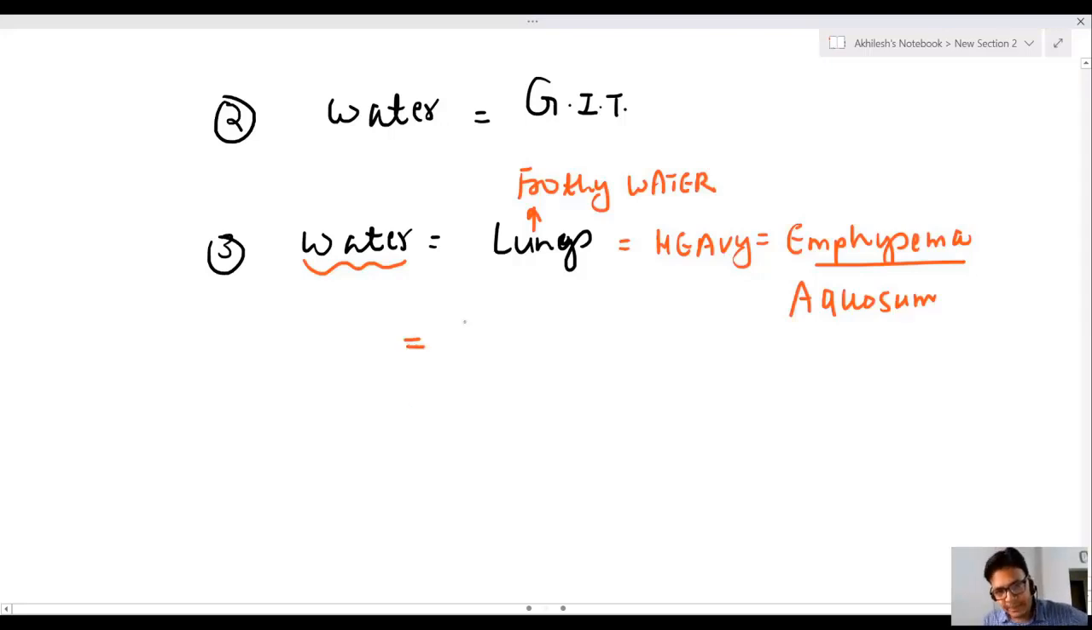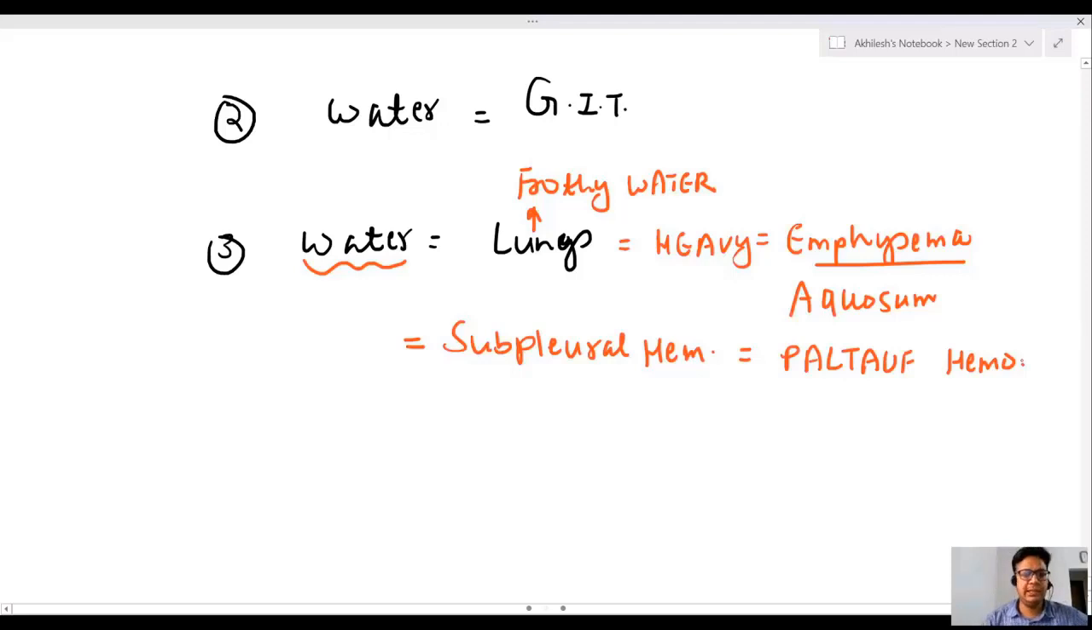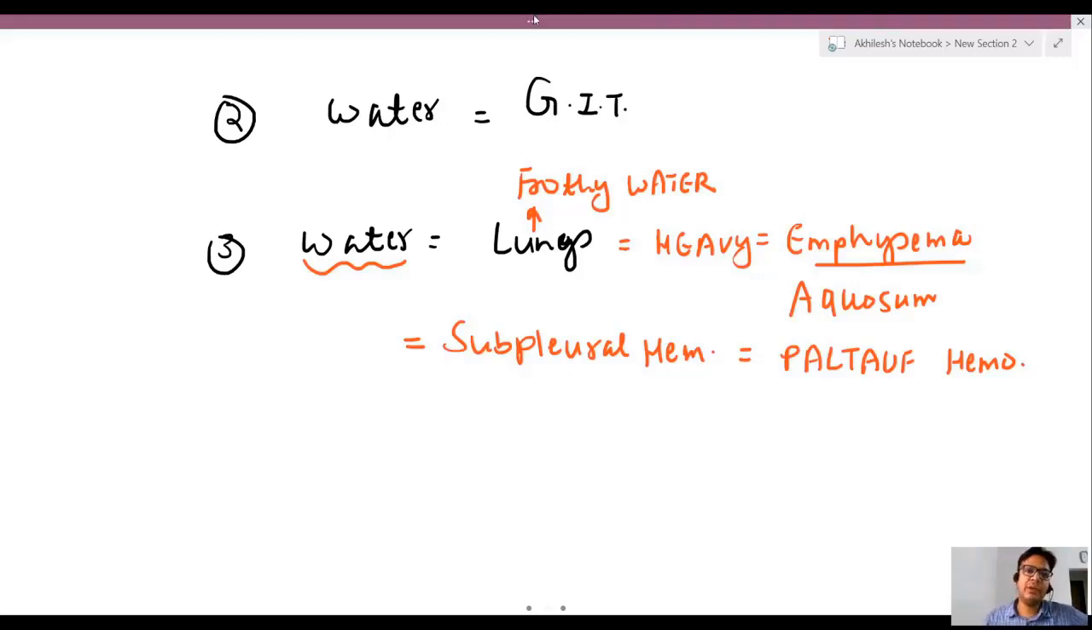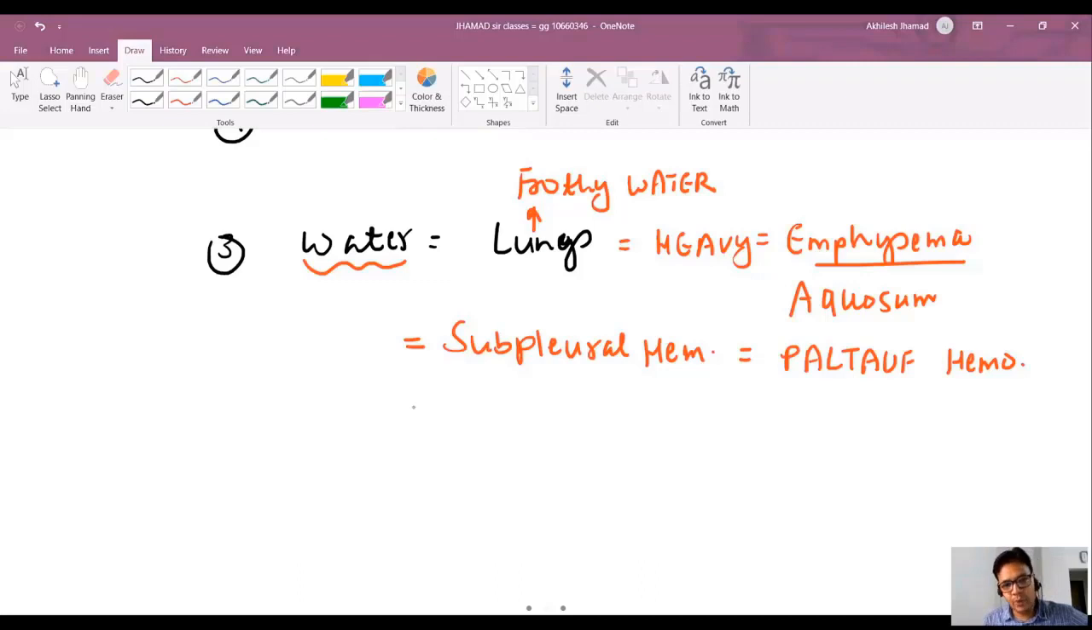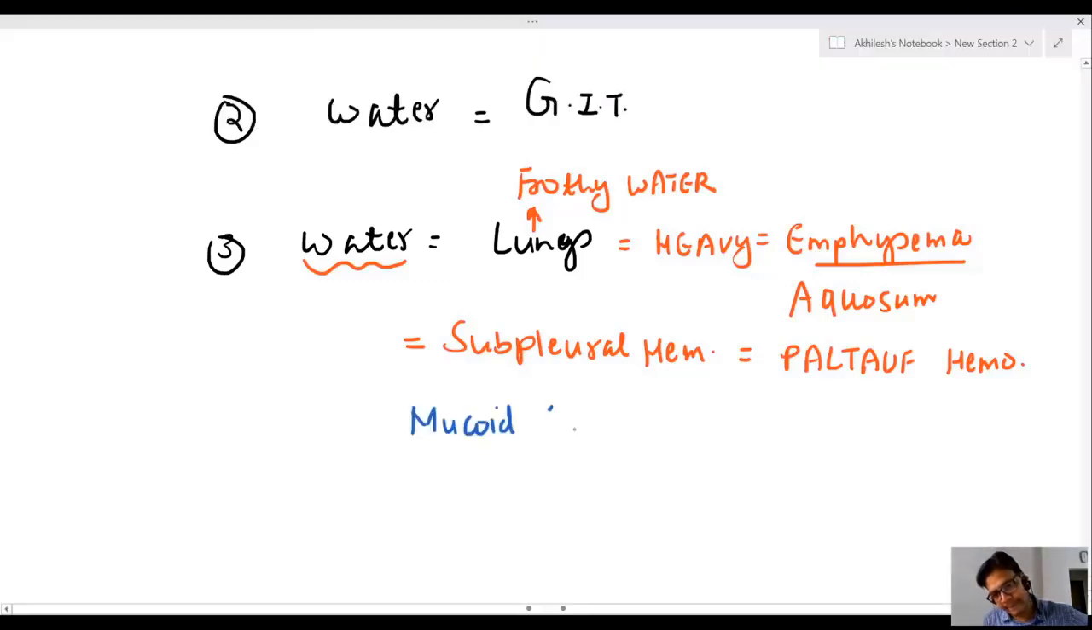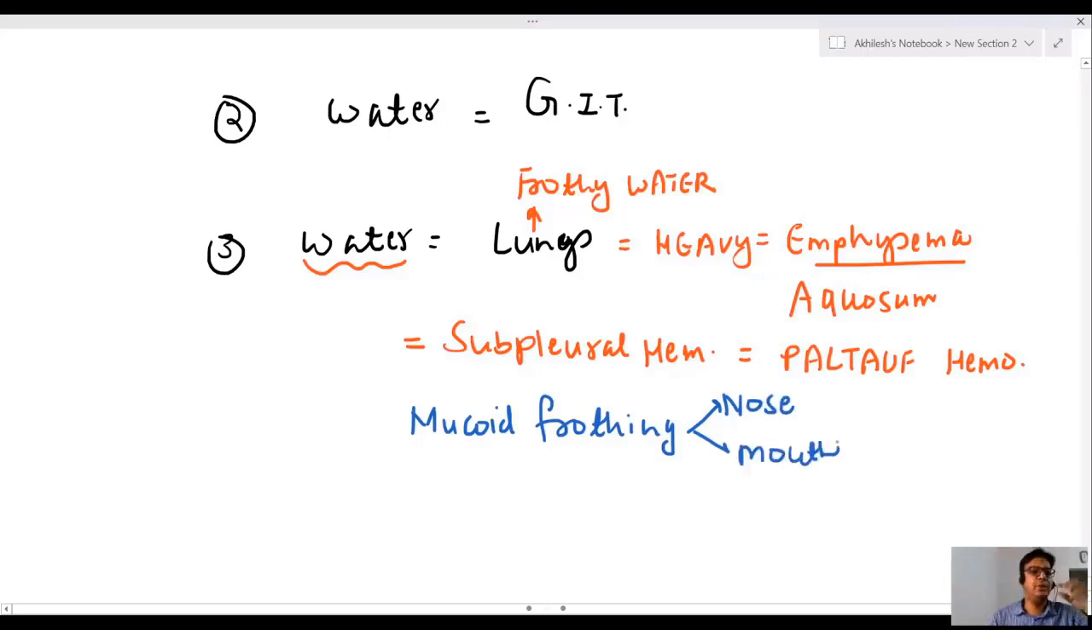With water in the lung, there is a subpleural hemorrhage, known as Paltauf hemorrhage. This also suggests water in the lung. Water goes in the lung with your respiration. Also, when water goes in your lung, mucoid frothing comes from your nose and mouth. This also suggests antemortem drowning.